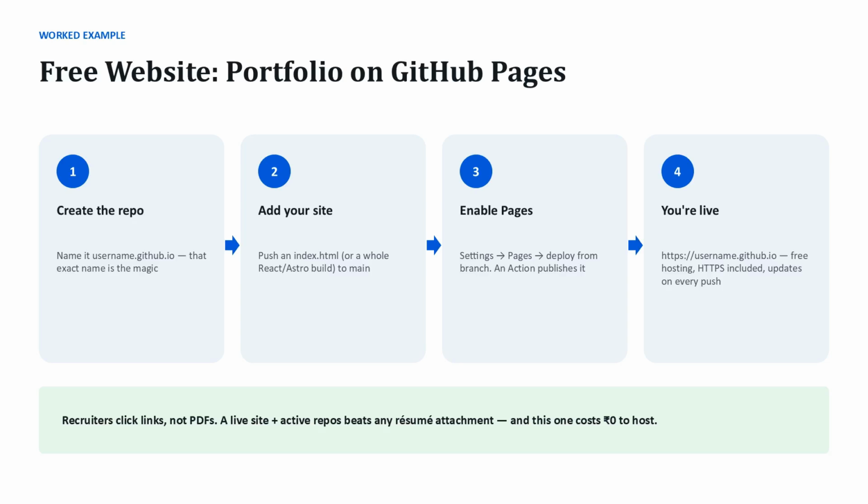Step 4. Visit https://username.github.io. You're live, free hosting, HTTPS certificate included, and it redeploys automatically on every push. Recruiters click links, not PDF attachments. A live portfolio plus active repositories beats any resume, and this one costs exactly 0 rupees to run.